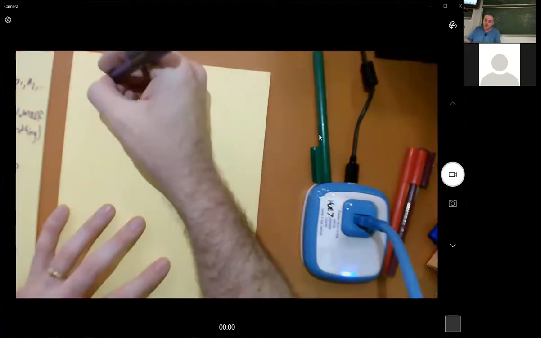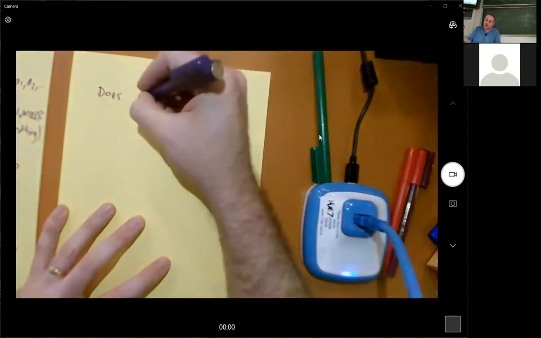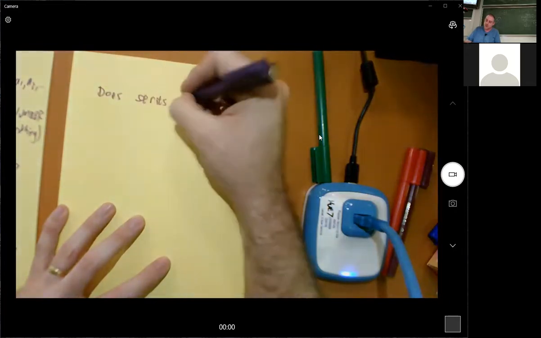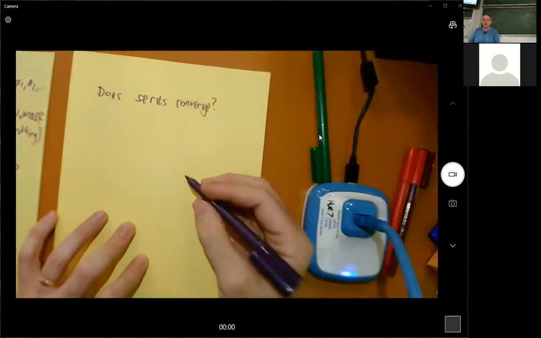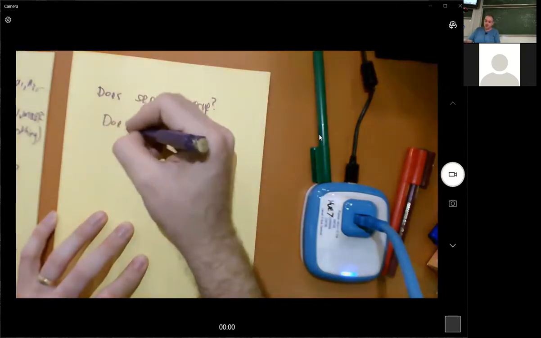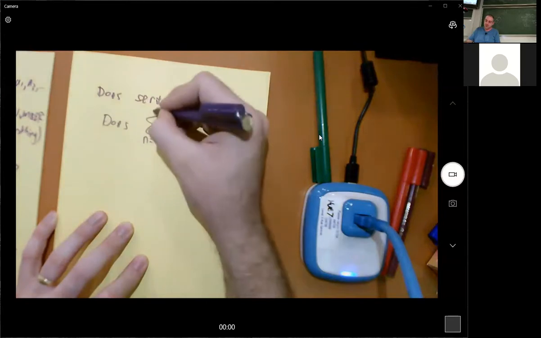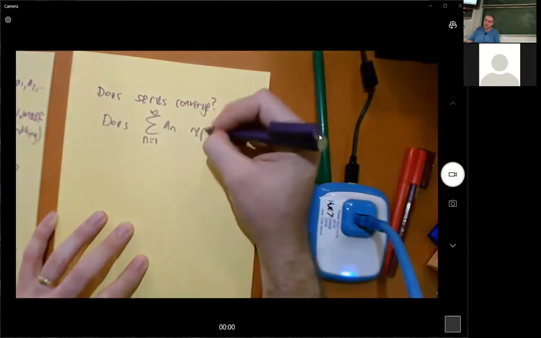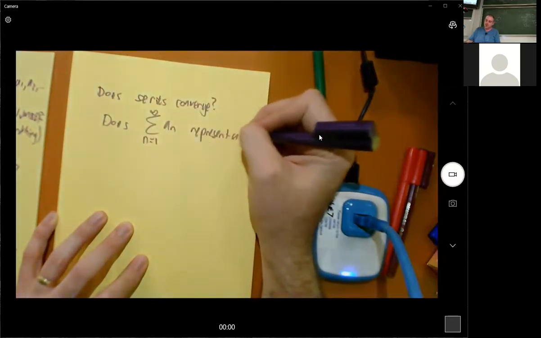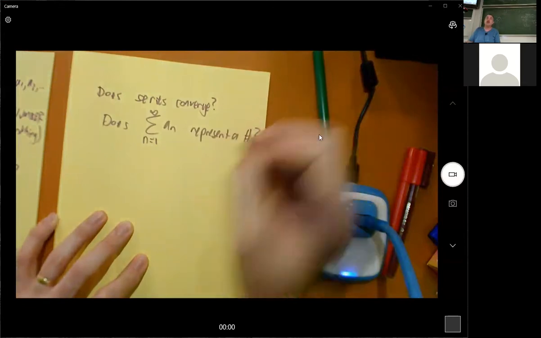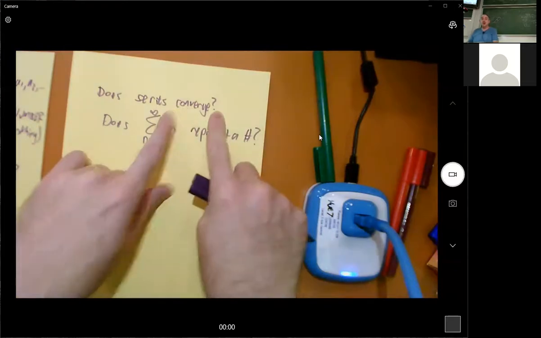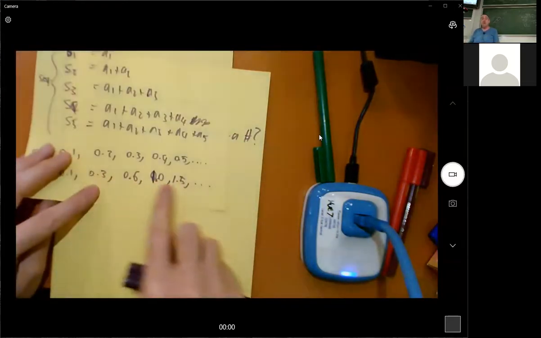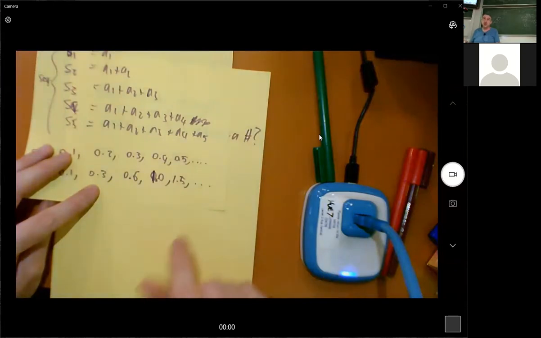So that's the question we want to ask. When we ask, does a series converge? We're asking, does this set of symbols represent a number? That's what we're asking. And the reason we're using the word converge here is we're thinking about the running totals getting closer and closer to something. That's why we use the word converge.